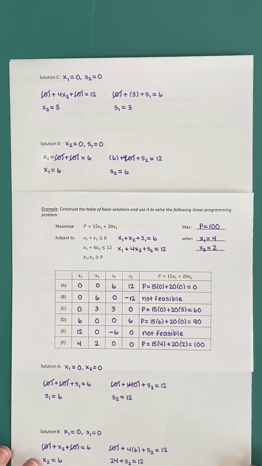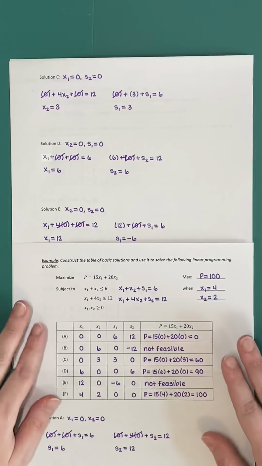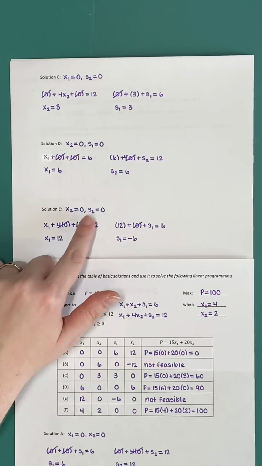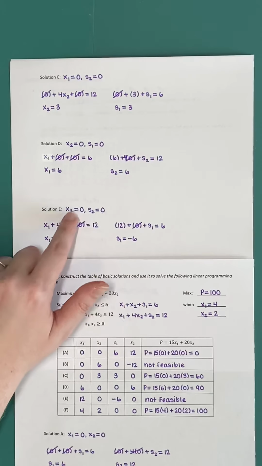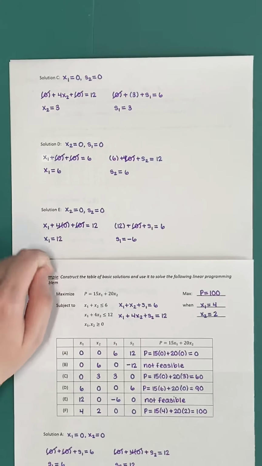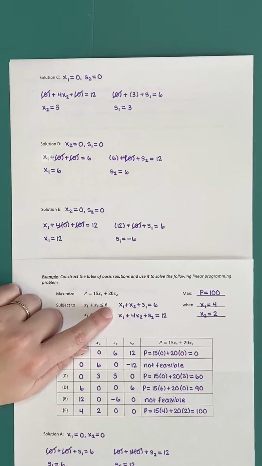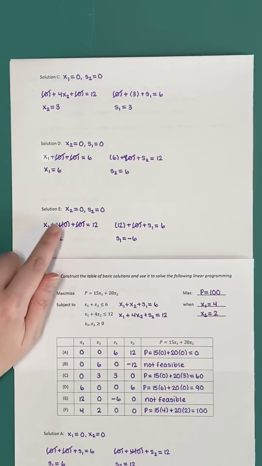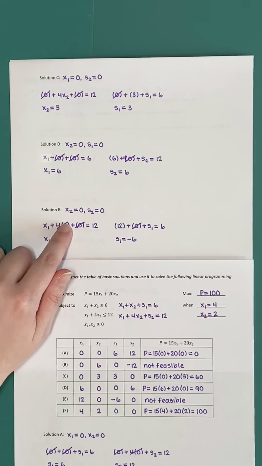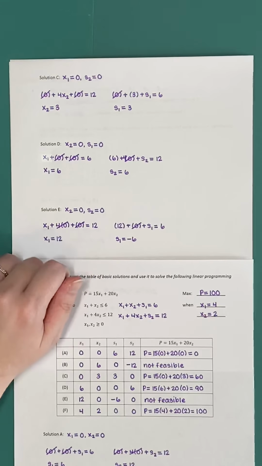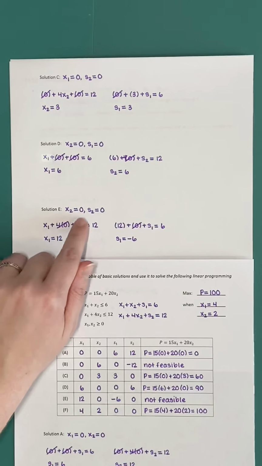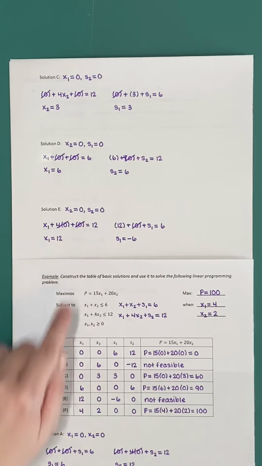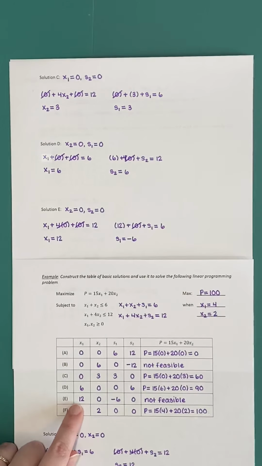Okay, now let's look at E. So for E, we have x2 is 0 and s2 is 0. The equation that has both of these values is going to be equation 2. So I'm going to substitute in there. So x1 plus 4 times 0 plus the slack value of 0. So those two terms are eliminated. So we have x1 is equal to 12.